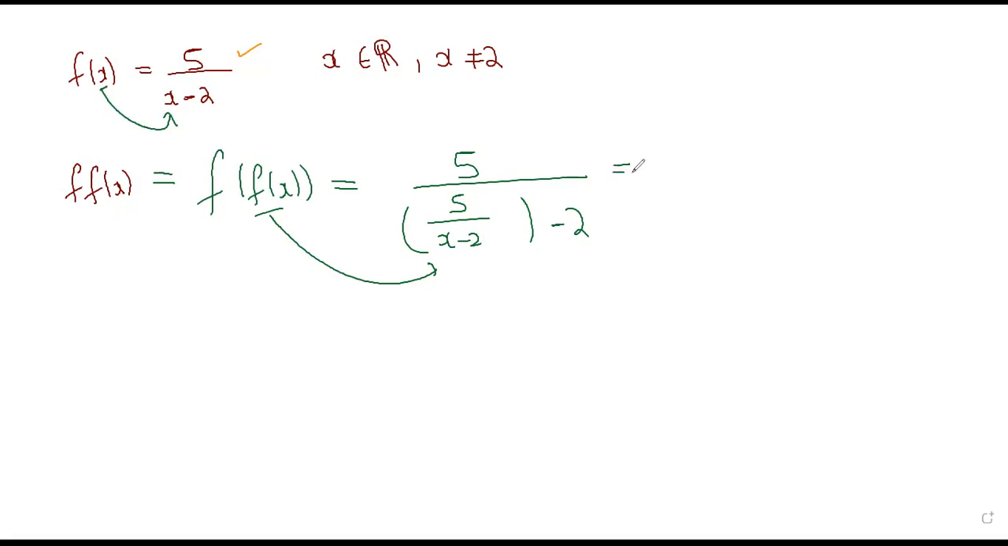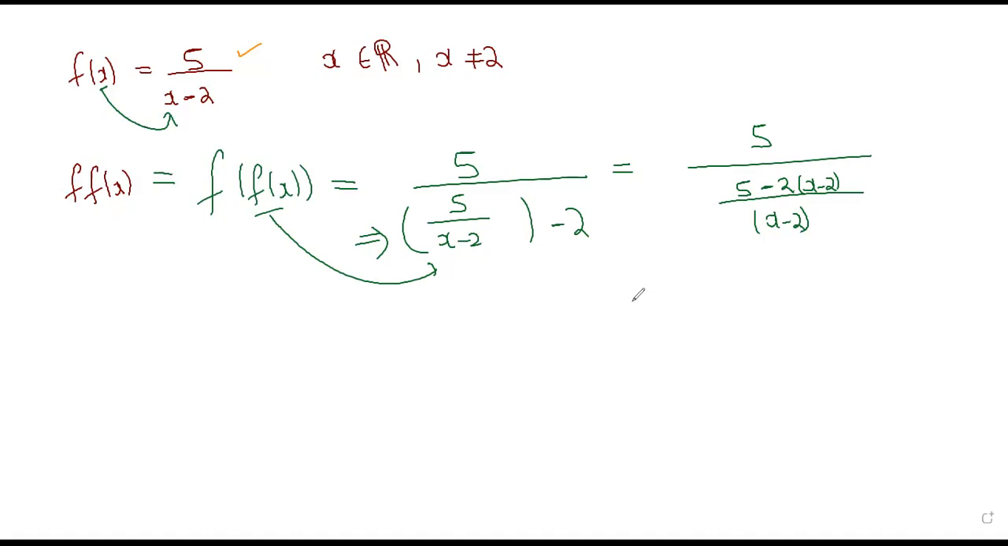Next, I will be staying at the denominator for now and I will be dealing with this part of the question. So 5 is in the numerator, let it stay there. In the denominator, I will take the LCM and it would give me 5 minus 2 into x minus 2, and the LCM would be x minus 2. This is what I have.